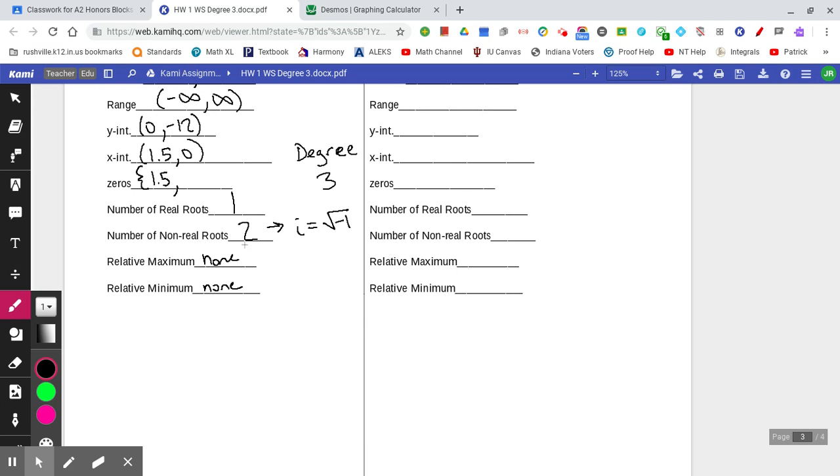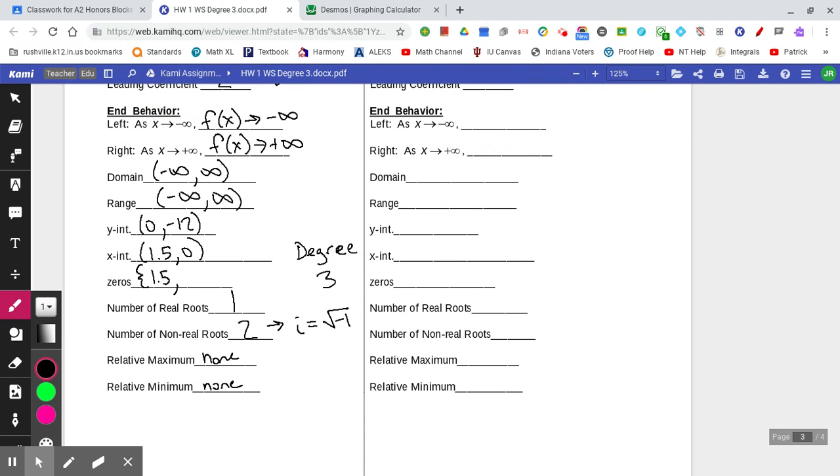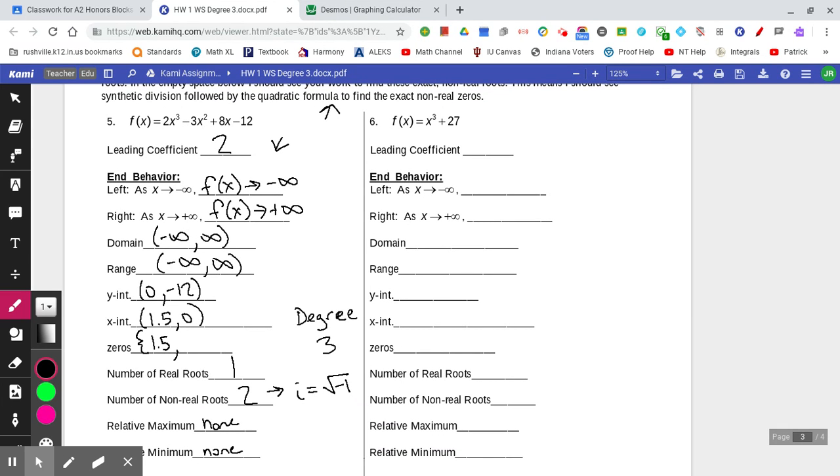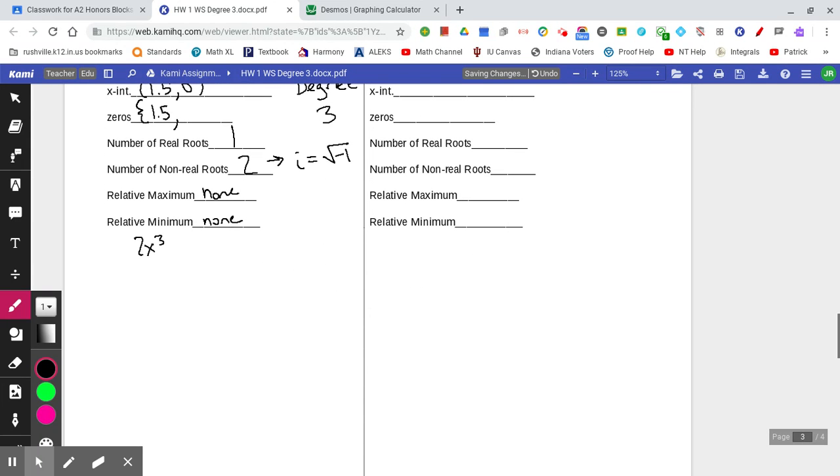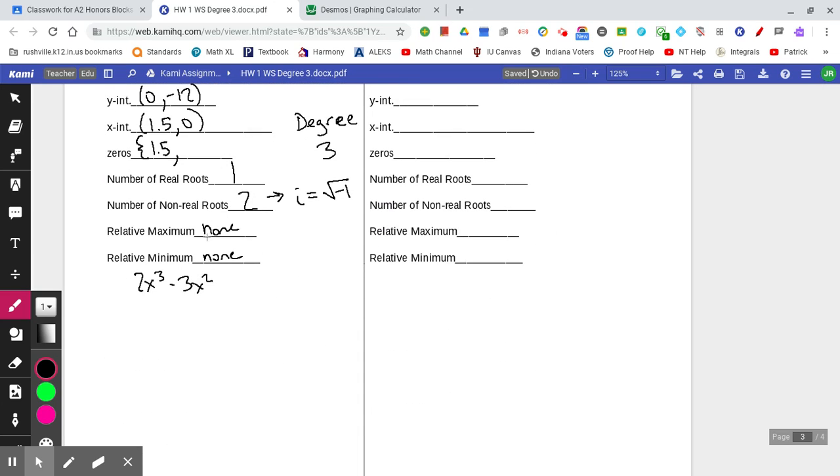So now what we're working on is finding those 2 non-real roots. The way that this is going to work is since we already know one of our answers, we already know one of the roots, we're going to use that to our advantage to take a cubic function down one level and make it just be a quadratic function instead. So the cubic function that we have is 2x to the third minus 3x squared, and then plus 8x minus 12.